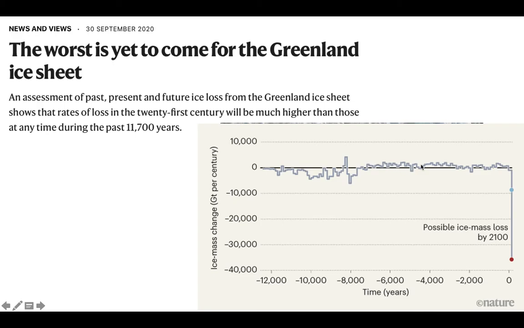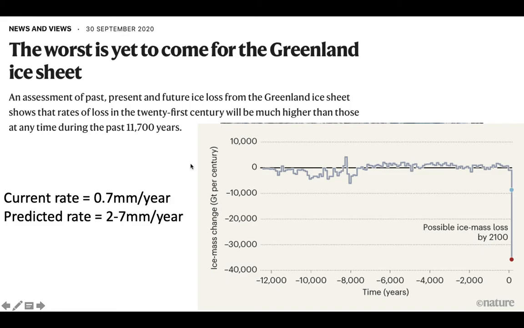It fluctuates, right? But the predictions, here's where we are today, the predictions by 2100 outweigh any of those natural fluctuations that we've seen. The current rate of ice loss in the Greenland ice sheet is about 0.7 millimeters per year, and they predict by the time we get to 2100, depending on the outcome, it could be anywhere between 2 and 7 millimeters per year. So it could get up to 10 times faster.